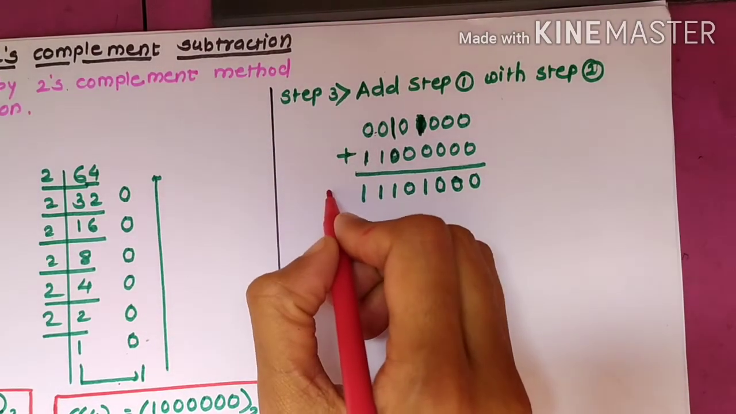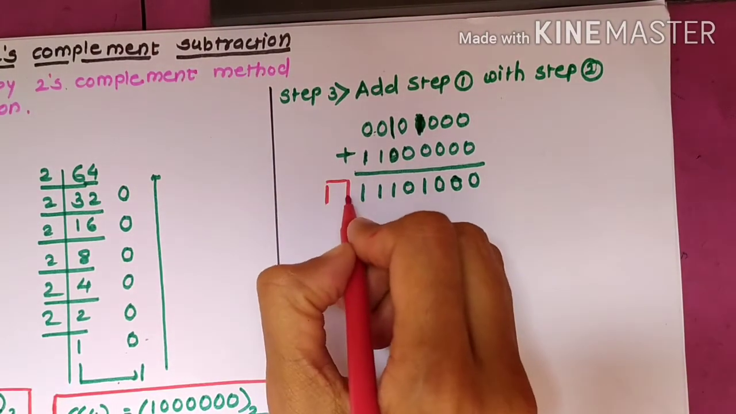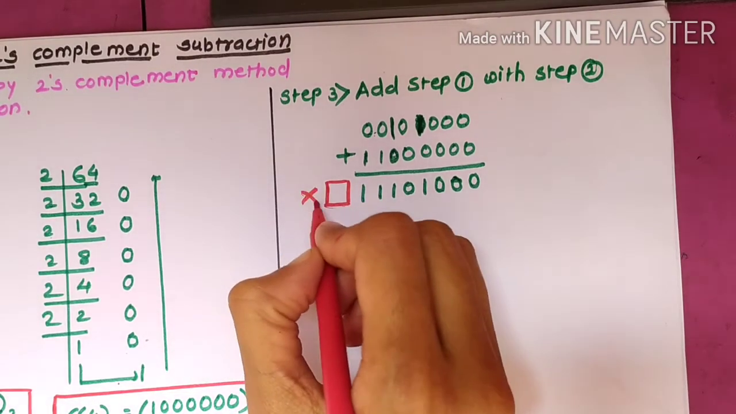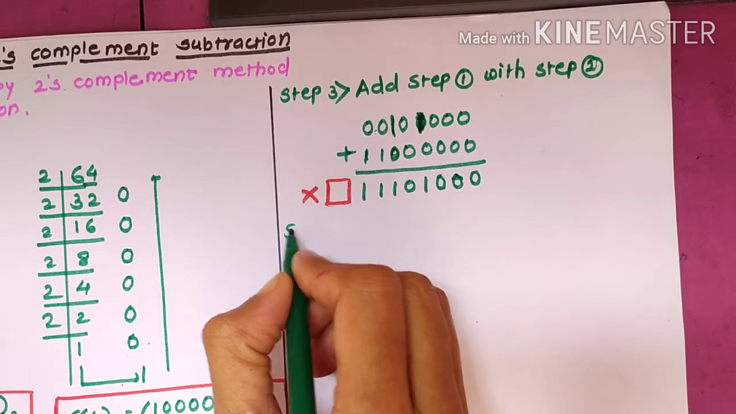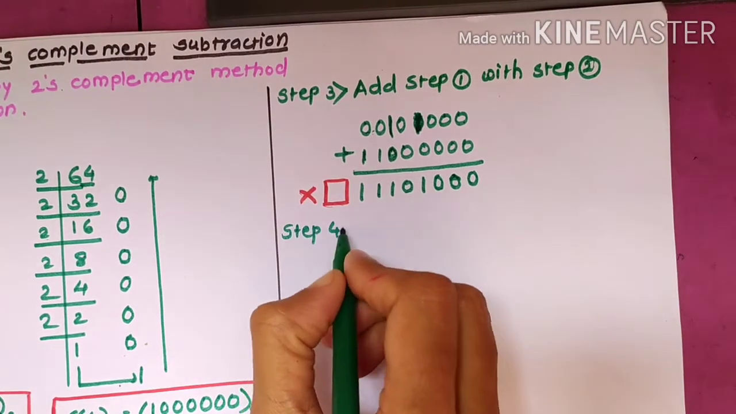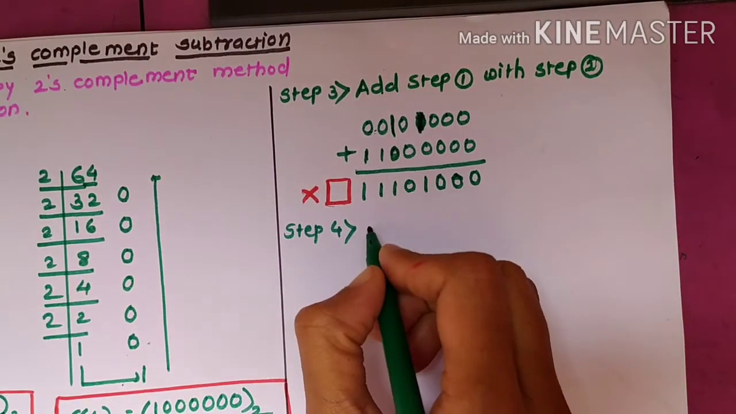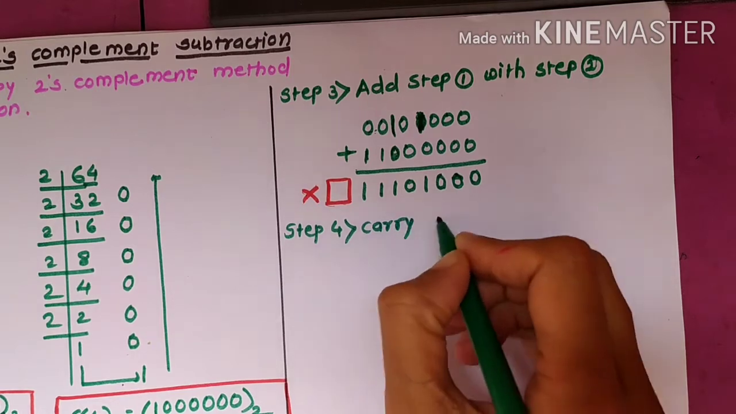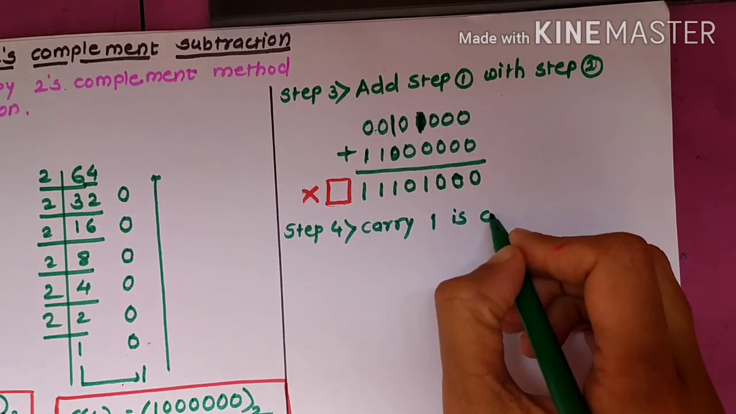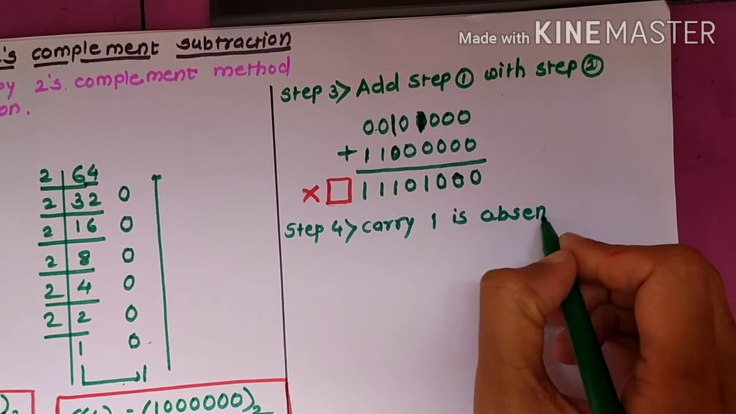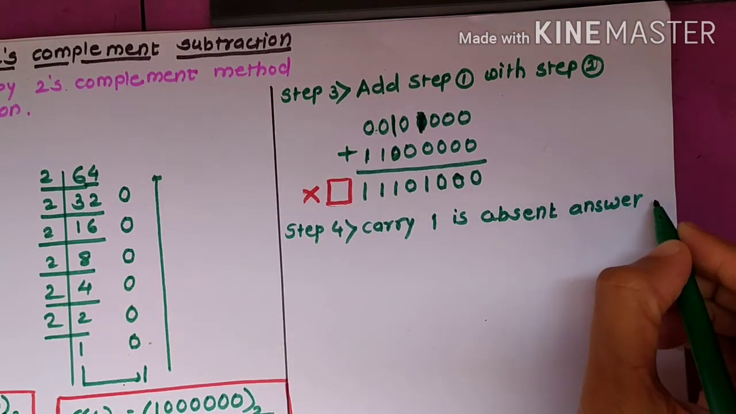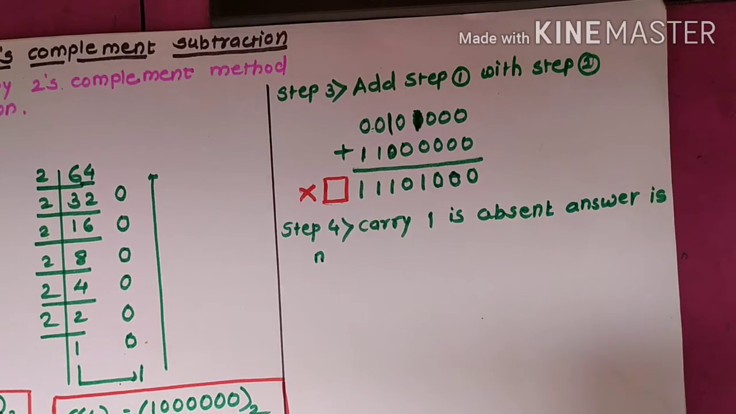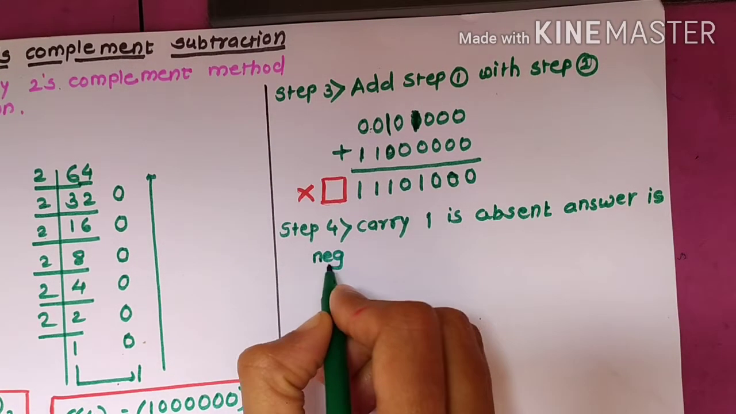Here carry 1 is absent. Okay, no carry 1 is present. Therefore in step 4 we'll write: carry 1 is absent. Answer is negative.